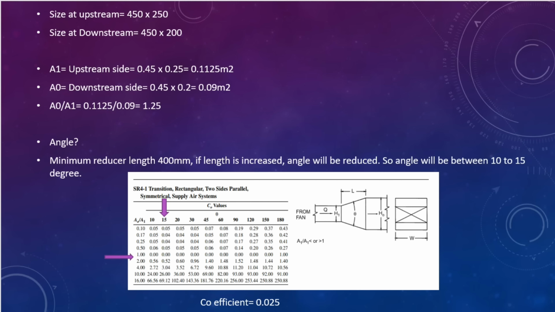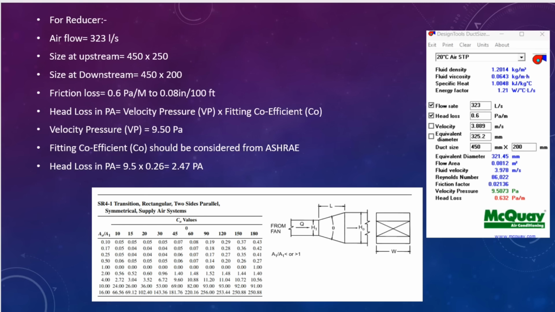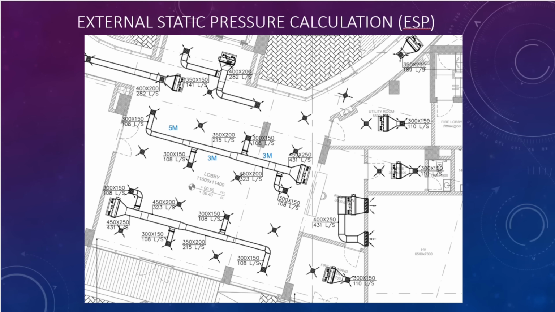So I have to consider the same for the fitting coefficient for the calculation here. So 9.5 is the velocity pressure, 0.26 the fitting coefficient from the ASHRAE application handbook. So the answer is 2.47 Pascal for this reducer. So the first reducer is done, and we have to go for the second reducer now. You can see the duct size here is 450 by 200 at this point. After this branch it is reduced to 350 by 200, and the flow is 215 liter per second.